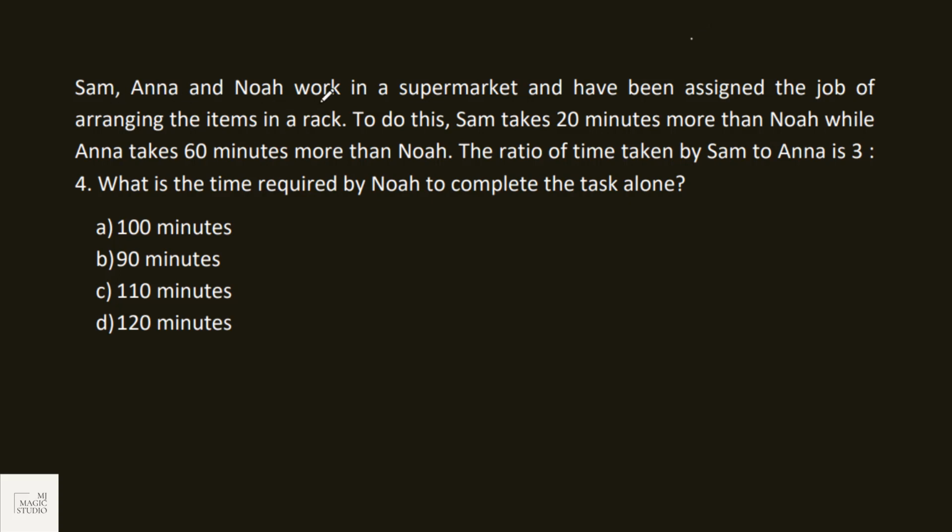Sam, Anna and Noah work in a supermarket and have been assigned the job of arranging the items in a rack. To do this, Sam takes 20 minutes more than Noah. So suppose this is 20 plus x, given that Noah is taking x minutes, while Anna takes 60 more minutes than Noah. Okay, so this is 60 plus x. The ratio of time taken by Sam and Anna is 3:4. Now this is equals to 3 by 4.